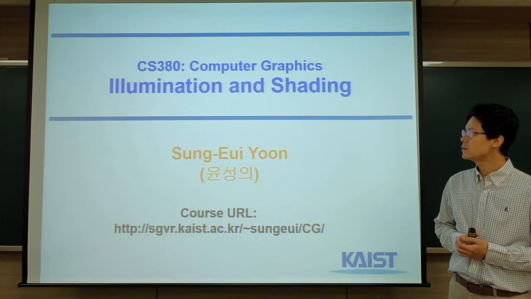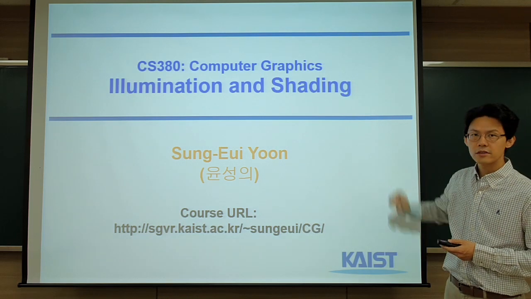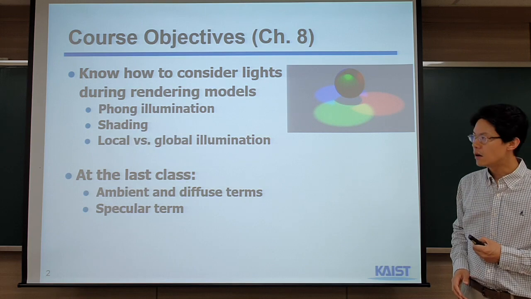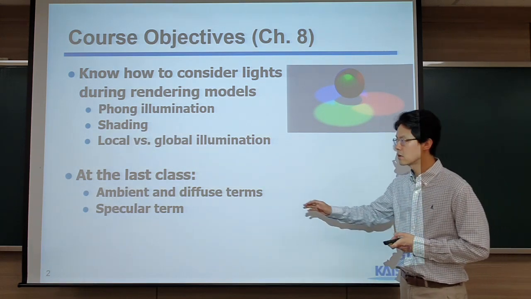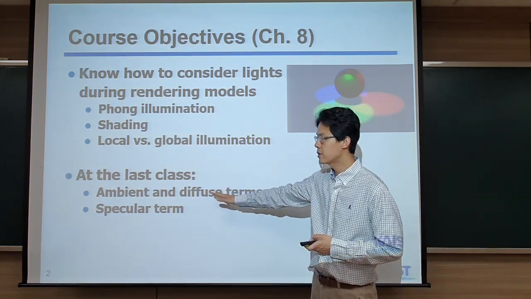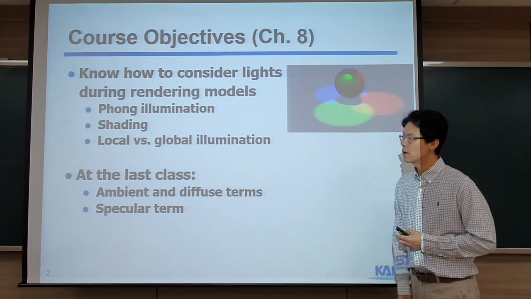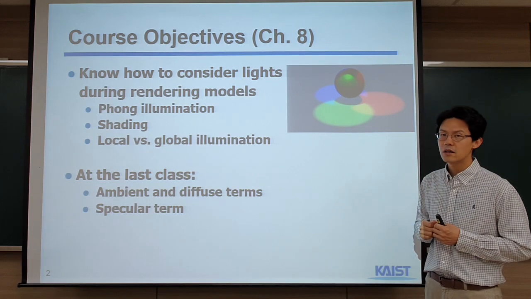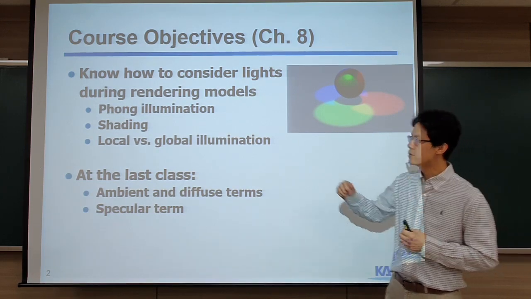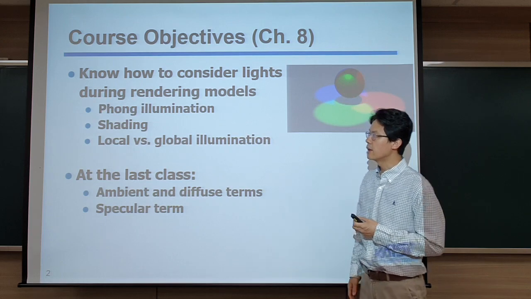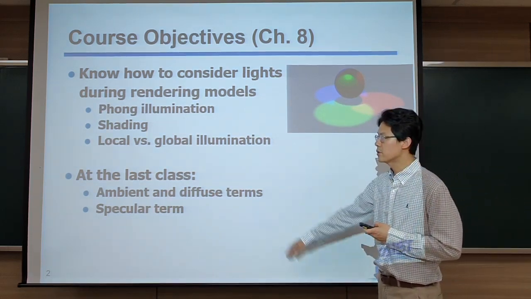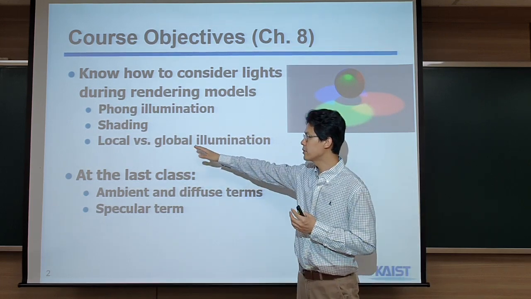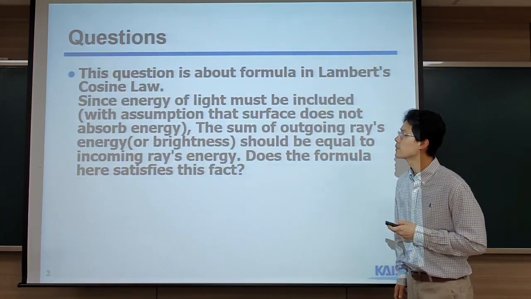Today we will talk about some of the illumination and shading techniques. You may remember that last time we talked about some of the components of illumination models. We talked about the ambient, diffuse, and specular terms. Today we will talk about how we can put them together as a final illumination model that is commonly used for OpenGL, which is known as Phong Illumination. And then we will talk about some of the shading techniques. Also, we will talk about some of the different properties between local and global illumination models.